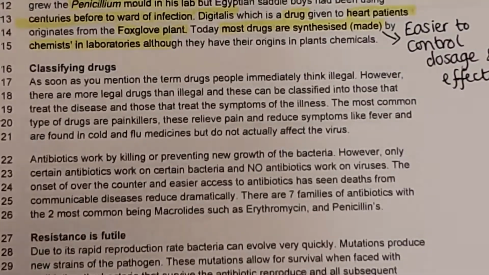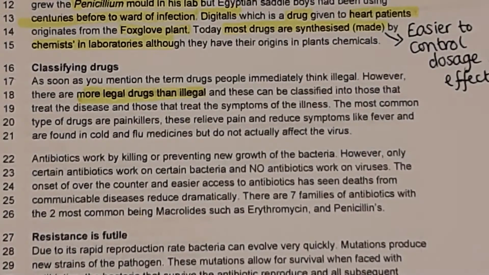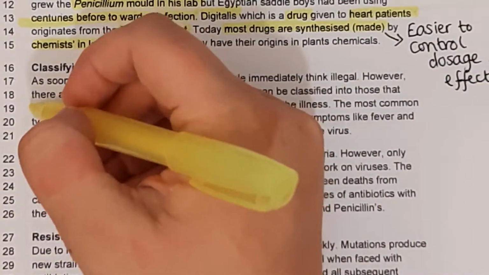Classifying drugs. As soon as you mention the term drugs, people immediately think illegal drugs. However, there are more legal drugs than illegal. And in fact, if you think about it, a drug is just a chemical substance that affects the body. So we can classify these chemical substances into those that help treat disease and the symptoms of illness.